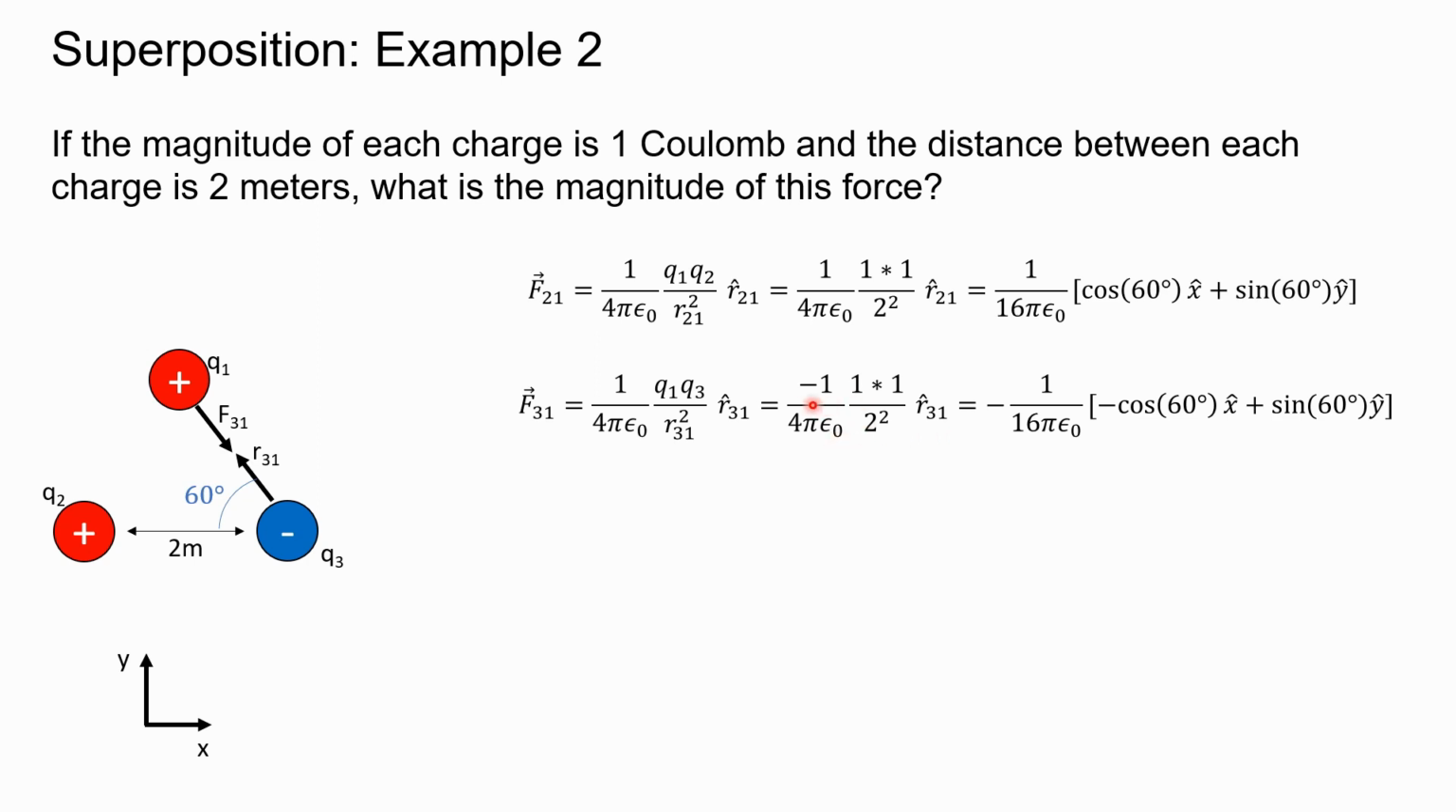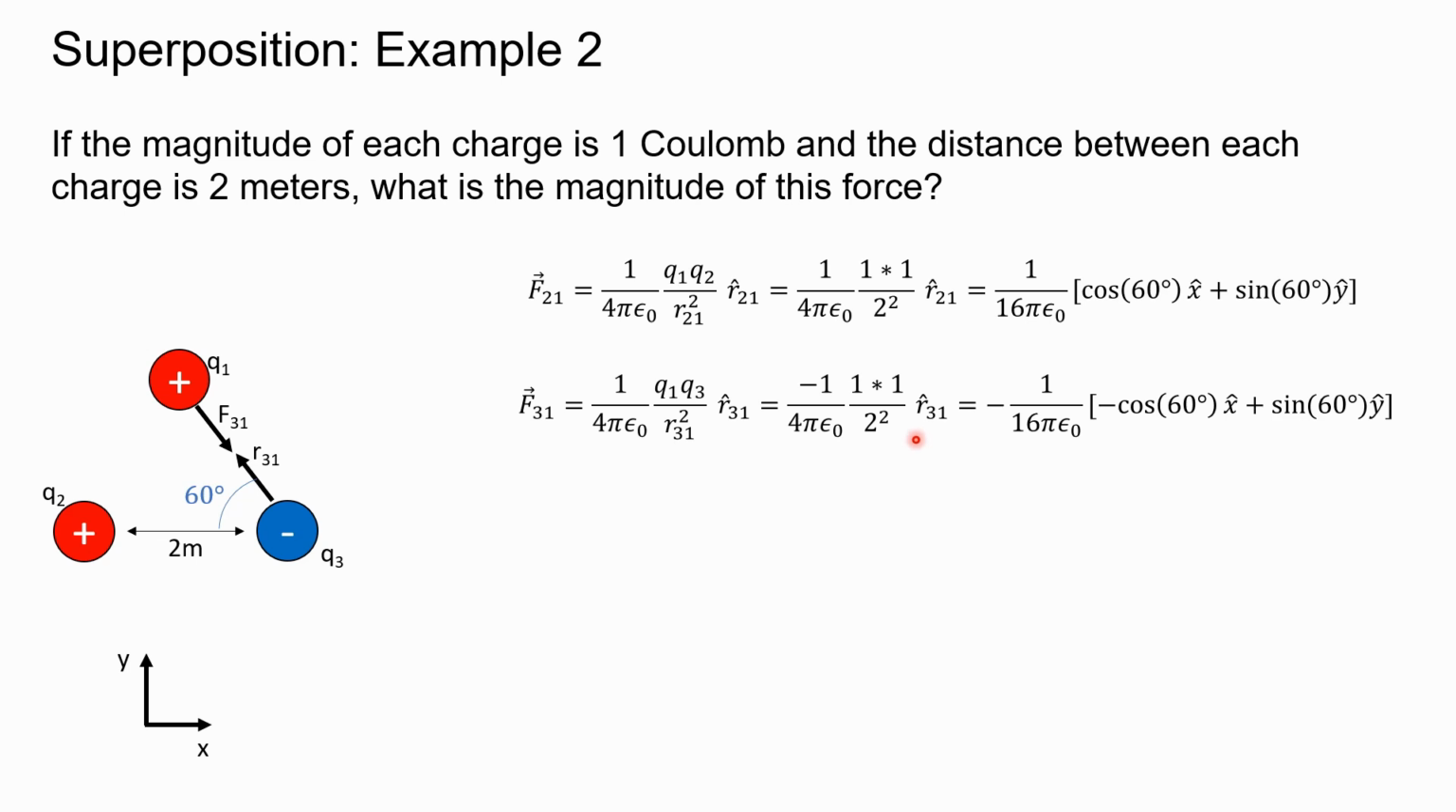Now, because of this negative sign, when we write out F31, the force by Q3 on Q1, the negative sign flips the direction of the vector around, and now it points from Q1 to Q3. This is what's expected as these charges are opposite in sign, and therefore the force will be attractive.